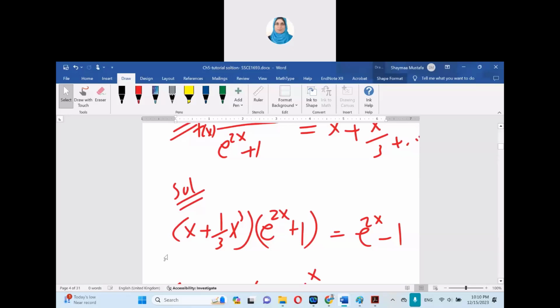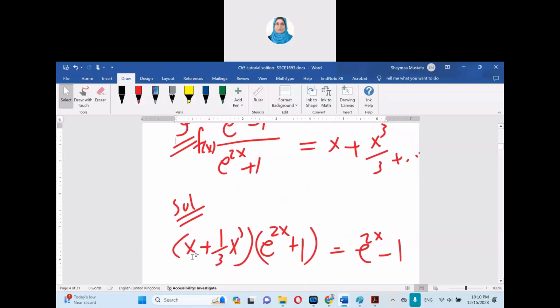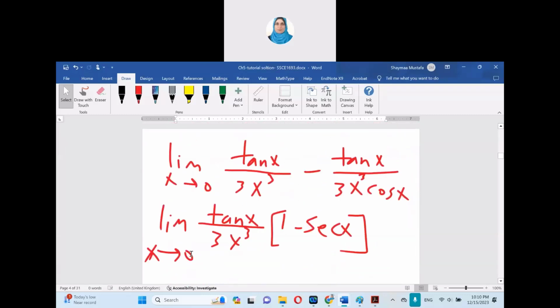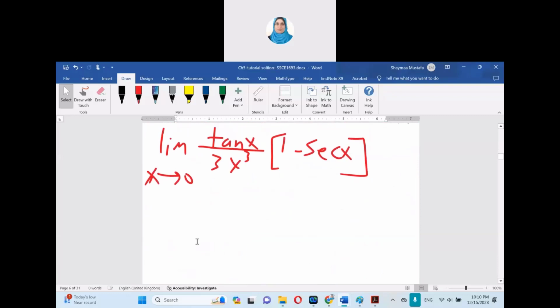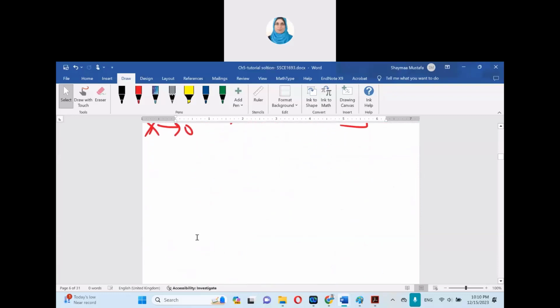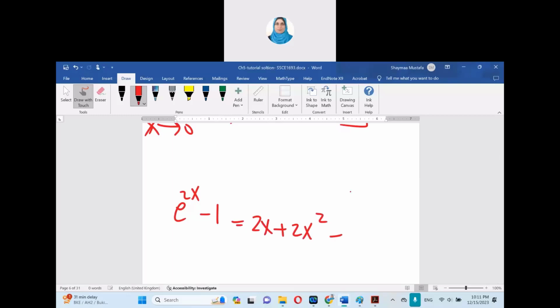For e to x, for e to x minus 1, the first two terms should be the same, but the others will not be the same. For e to x minus 1, it will be 2x, it should be like that: 2x plus 2x squared plus 4 over 3x cubed, and so on.